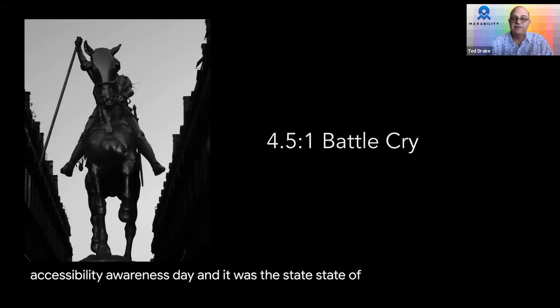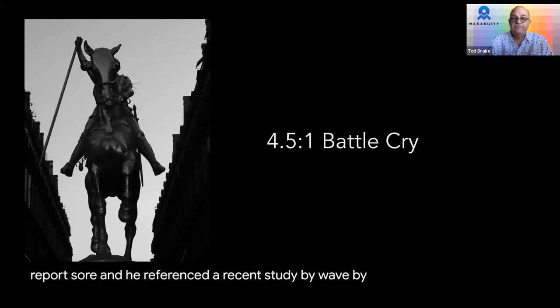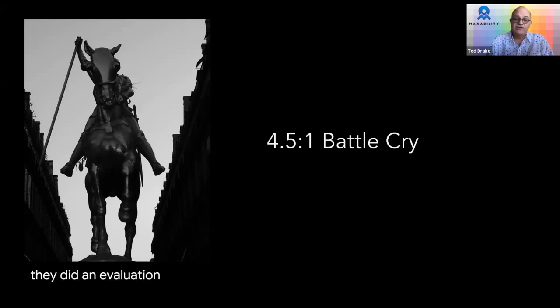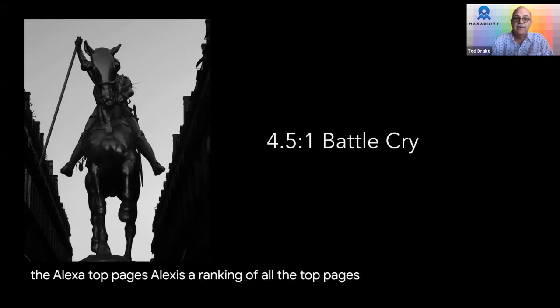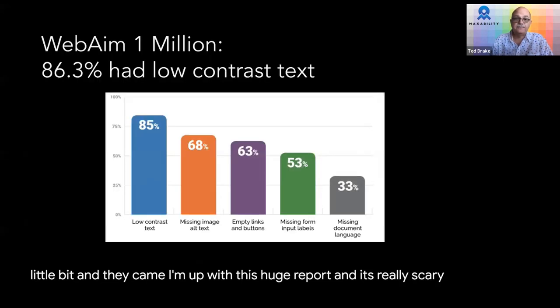So there was a recent presentation by Joe Devon for Global Accessibility Awareness Day, and it was the State of Accessibility Report, SOAR. And he referenced a recent study by Webaim, and they did an evaluation of the top 1 million pages. They basically looked at the Alexa top pages. Alexa is a ranking of all the top pages. They went to their top 1,000 pages, and then they spiraled a little bit. And they came up with this huge report, and it's really scary.